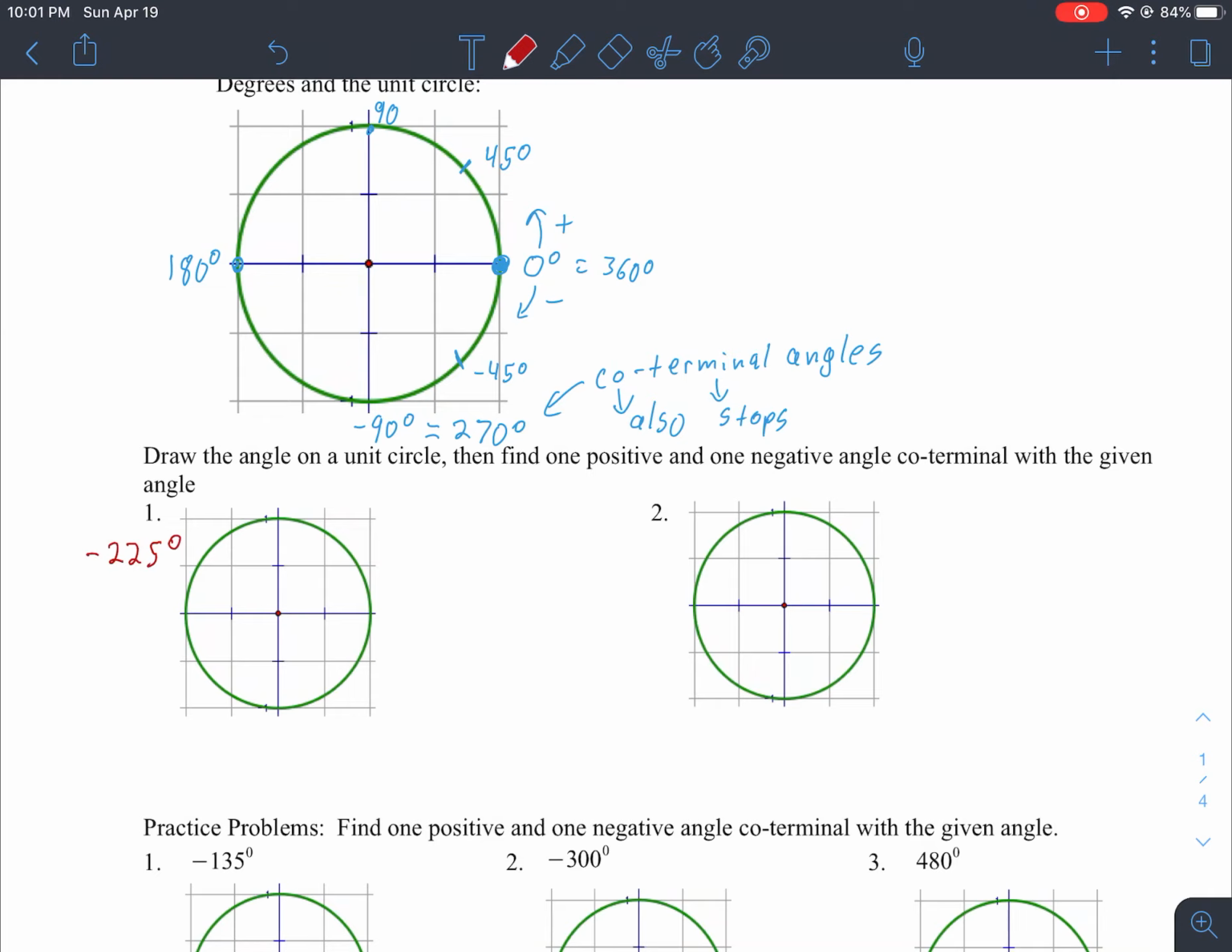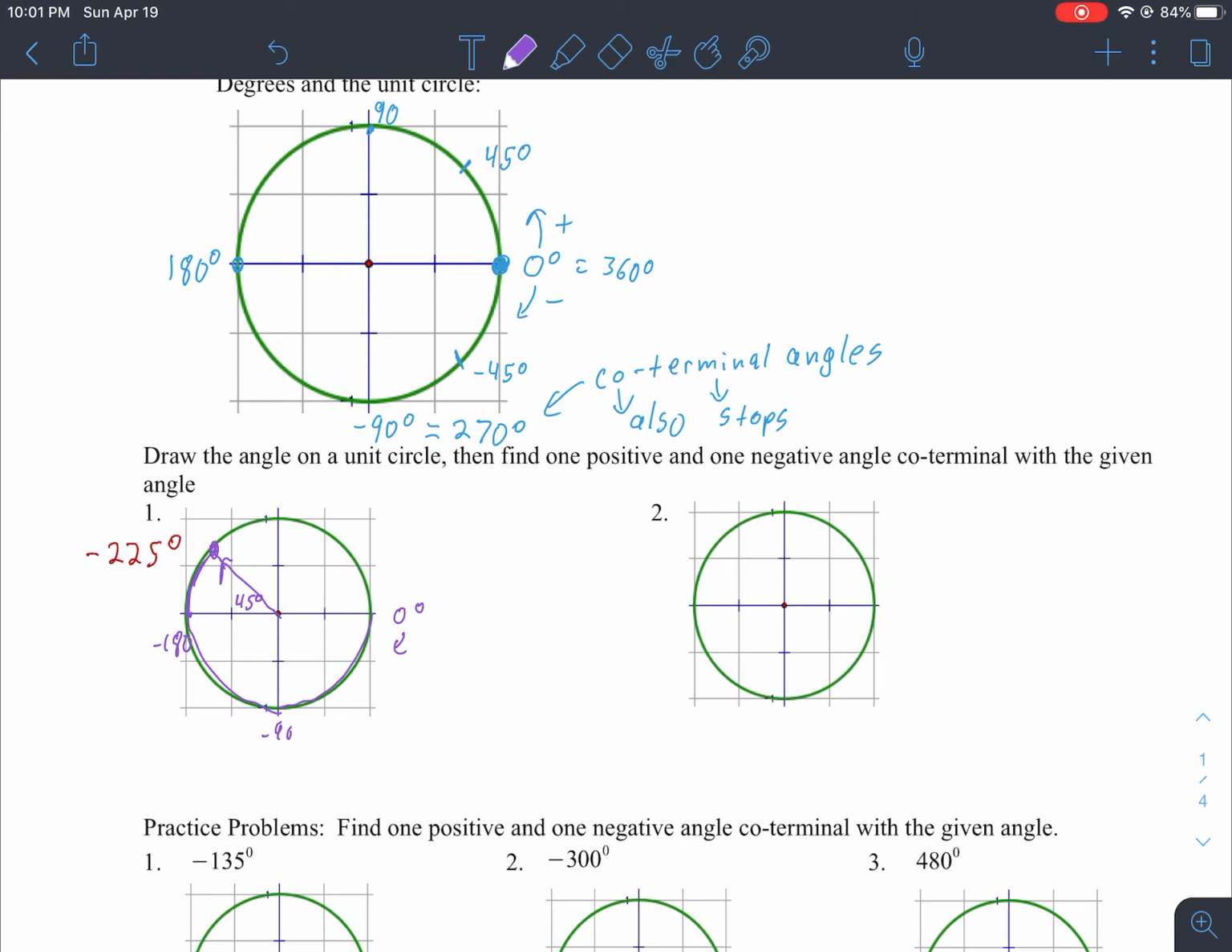Okay, this is 0. That's the negative direction. So there's negative 90, negative 180. And then a little further, let's see how much would you have to go further. 180, 190, 200, 210, 220. About 45 degrees further would get us there. So that spot is negative 225. So it's 45 degrees further than 180.